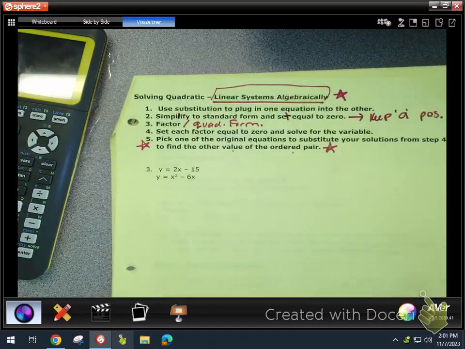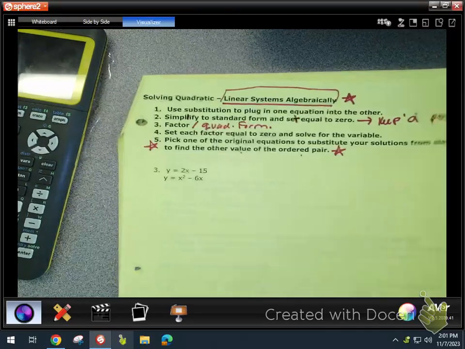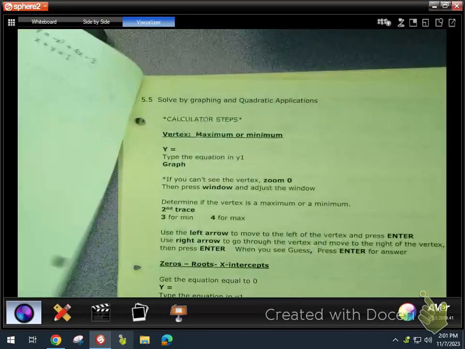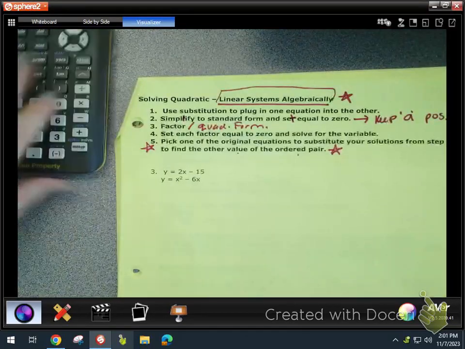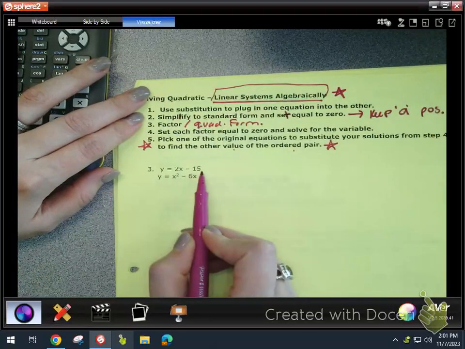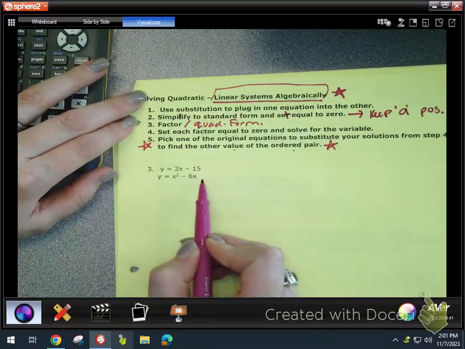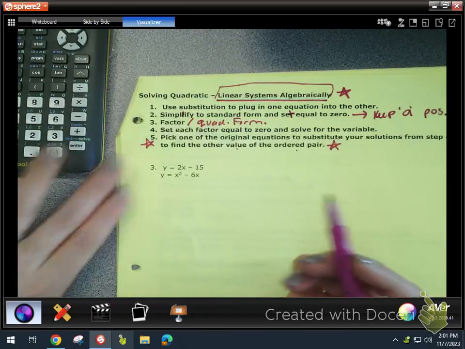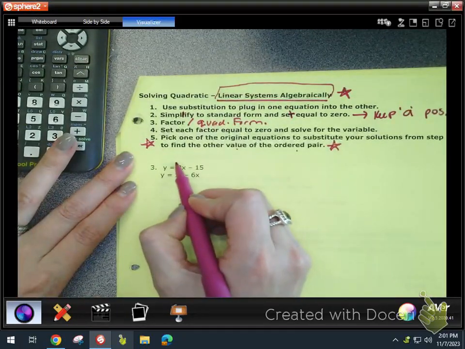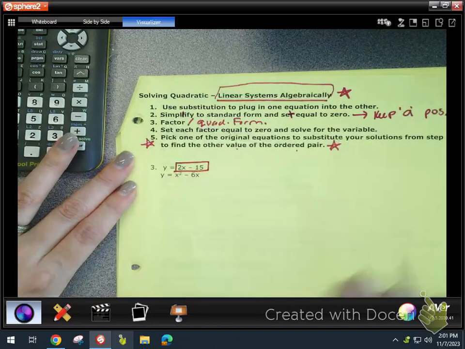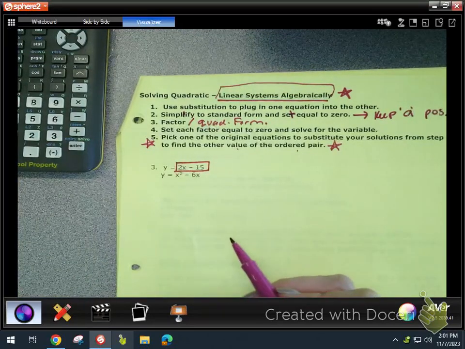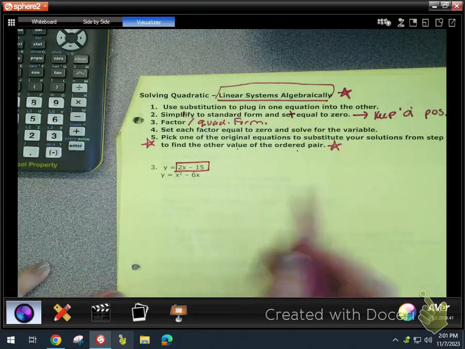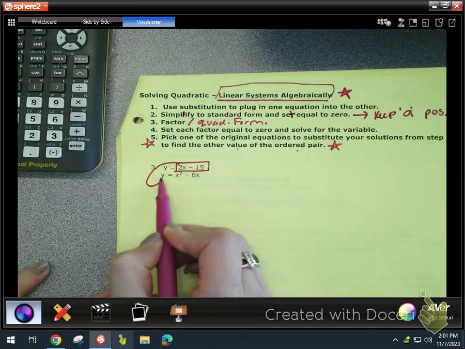We've got a couple examples to do, and then we've got practice. Oh, it's not that bad. Okay, number 3. y equals 2x minus 15, y equals x squared minus 6x. Both of these are set equal for y, so it truly doesn't matter which one you sub in. But how I do substitution is I find an isolated variable. Again, that's one that's all by itself. It's either y equals blah, blah, blah, or x equals. And then I sub that value into the other one.